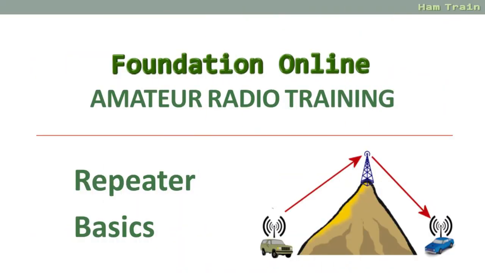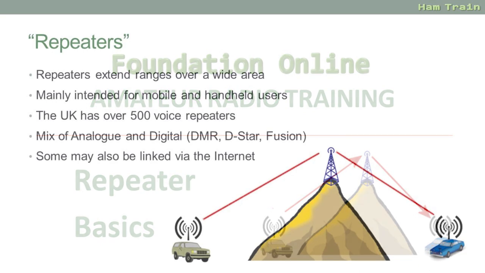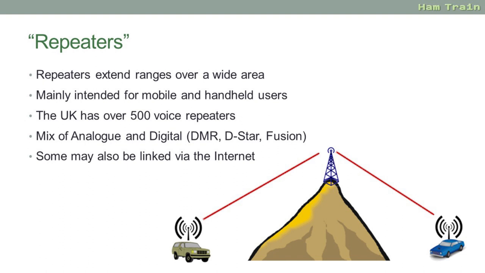As part of our Foundation Online course, this is a short video to discuss the basics of using an amateur radio repeater. Repeaters are covered in Module 9 of our course, but in summary, repeaters can help to extend the range of radio signals over a wide area. They're mainly intended for use by mobile or handheld users looking to extend the range.